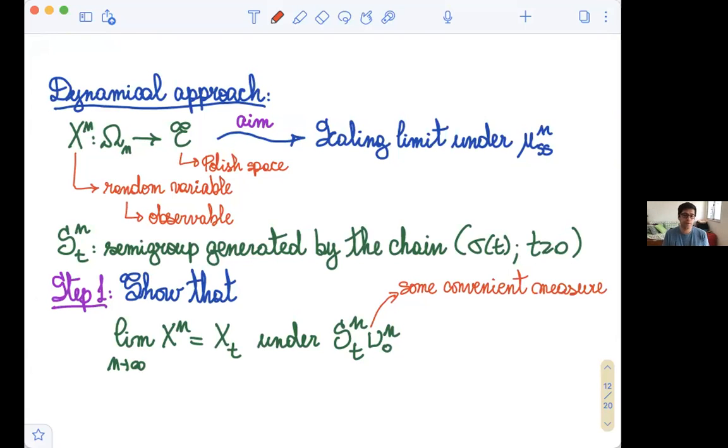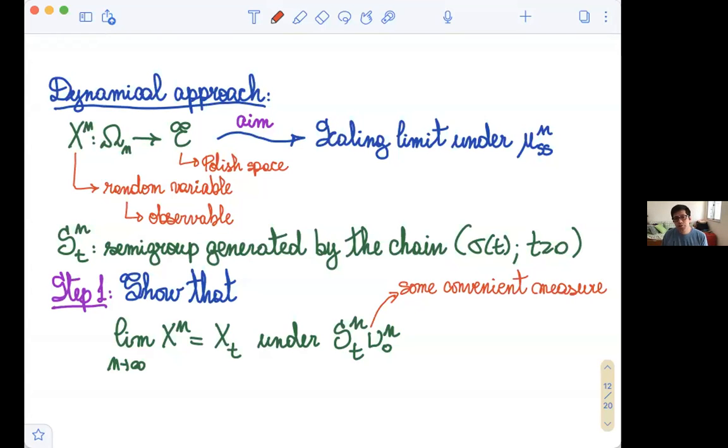So the idea is to use the dynamical approach. Well, first we have to decide what we mean by a scaling limit under mu SS. What we have in mind is that we define some random variable xn that we consider to be the right thing to look at. This is what I like to call an observable, because this is what it's called in physics. But in probability, we just call them random variables.